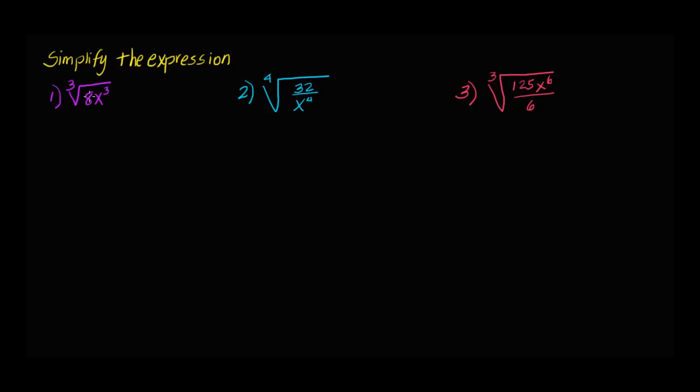For number 1, notice this is a cubic root and in the radicand is 8x cubed. Now remember that there is a product property for radicals. Whenever I have more than one factor in the radical, I can separate those into their own radicals. So I can rewrite this as the cube root of 8 times the cube root of x cubed.